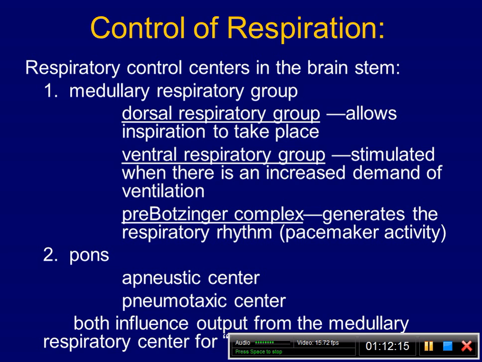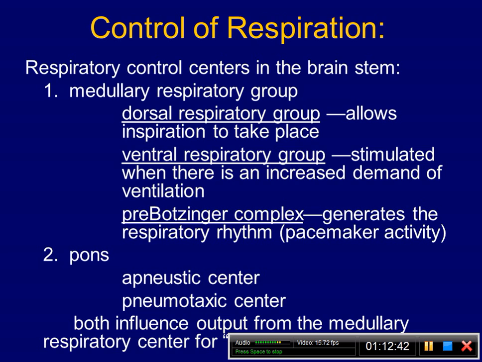All right, so control of respiration. When you look at the big picture here, the medulla is the main respiratory center. It is responsible for you breathing, period. What did I already tell you is the main regulator of breathing? What chemical? CO2.